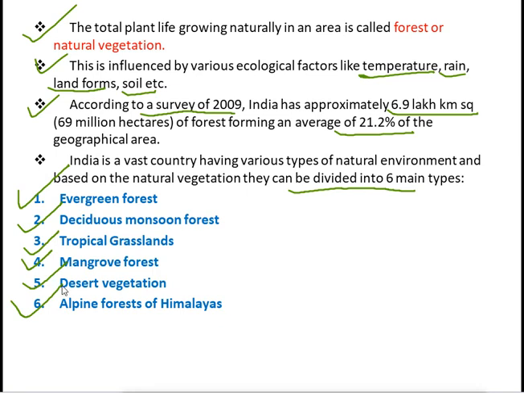Let's go through it once again, because this is very important. Maybe you can get a short question like, write the 6 types of forest which are present in India. So if you know their names, you can quickly write them. The first one is evergreen forest, second is deciduous monsoon forest, the third is tropical grasslands, the fourth one is mangrove forest, the fifth is desert vegetation, and the last one is alpine forests of Himalayas.